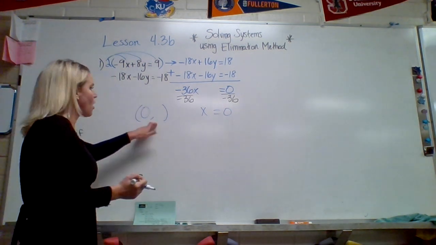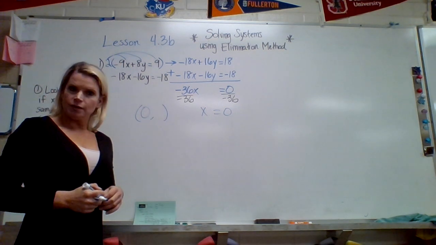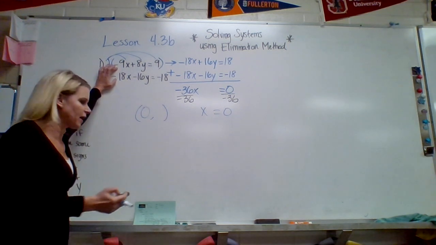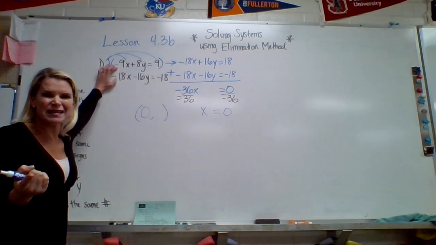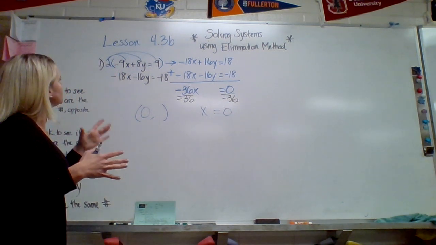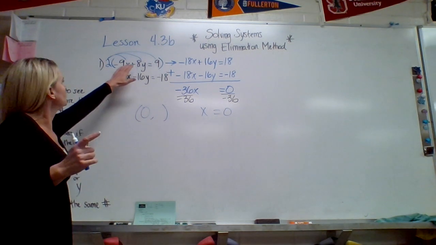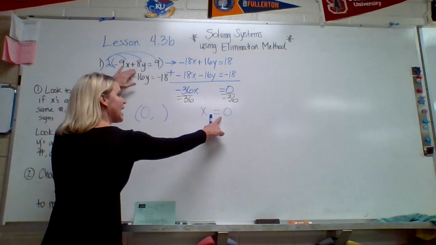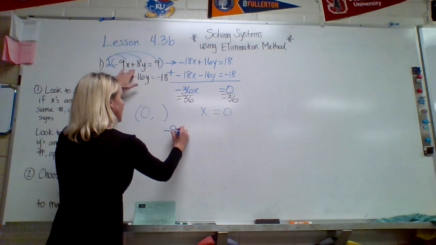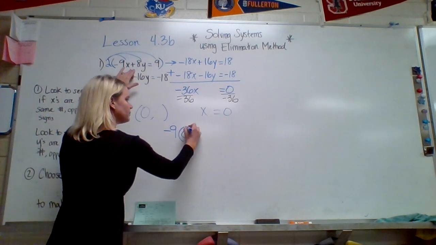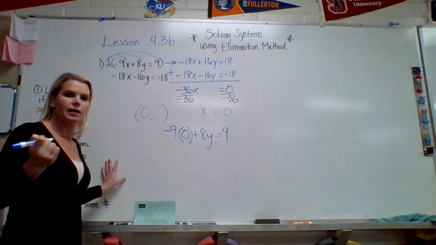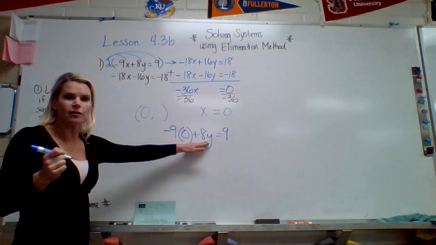All right, 0 comma something. All right, which original equation do you think looks easiest? Which of these two black equations do you like the best? Pick one that maybe has smaller numbers. Pick one that maybe has not very many negative signs. So it's kind of looking like the top one. So I'm going to do the top equation. And instead of x, I'm going to put what I just found my x value to be. So I'm going to have negative 9x plus 8y equals 9. And then now the only variable that I have left to solve for is my y.